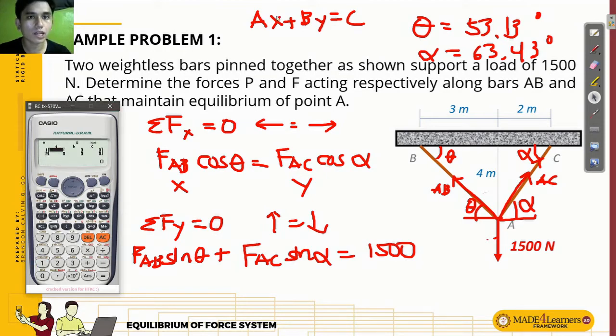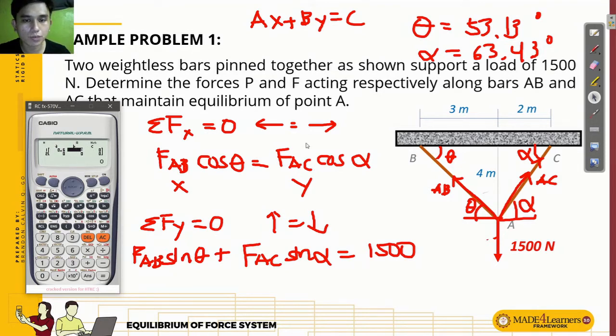Okay, for this A, we assume that x is FAB. So, first is equation 1, then equation 2. So, in equation 1, the coefficient is cosine theta. The value of theta is 53.13. We type cosine 53.13 degrees. So, actually, it should be in degree mode. Then, equals. So, it proceeds to B.